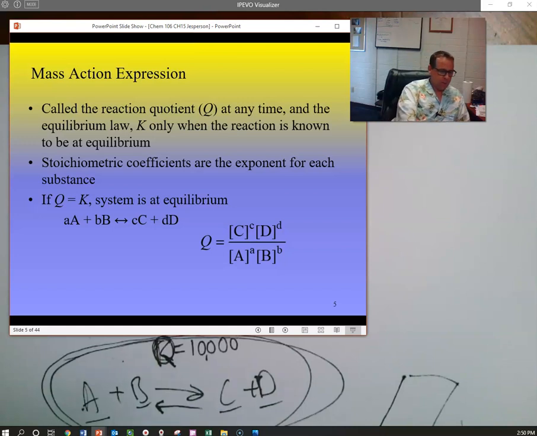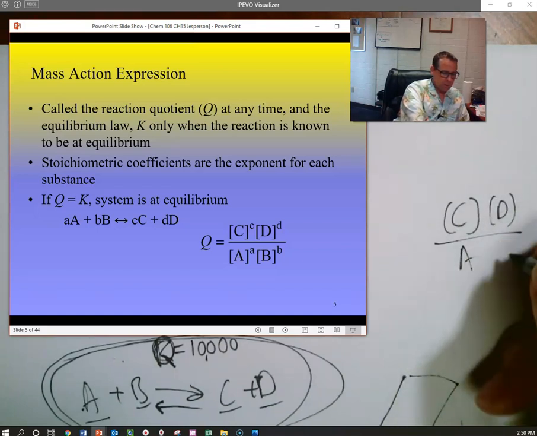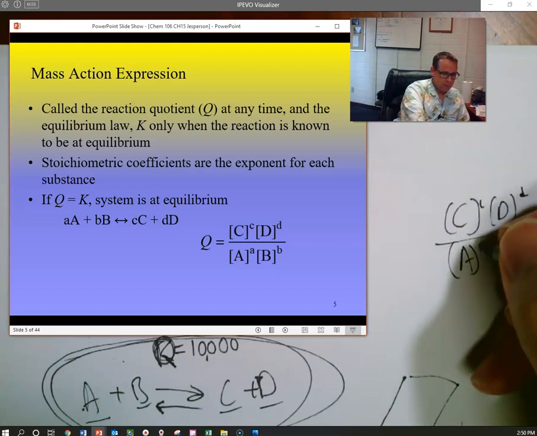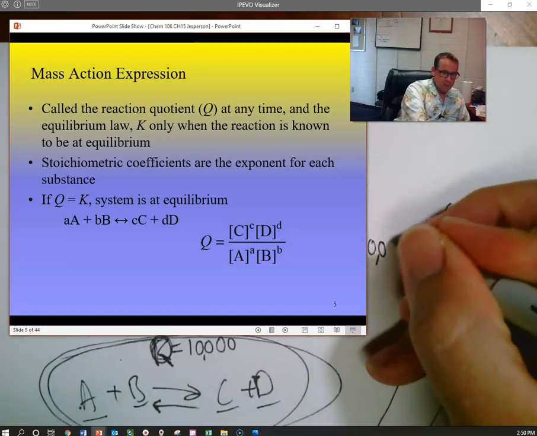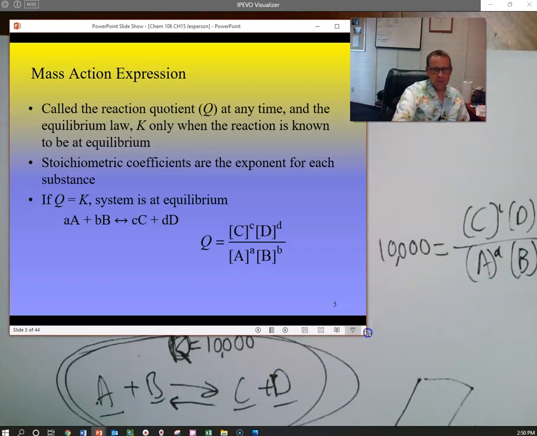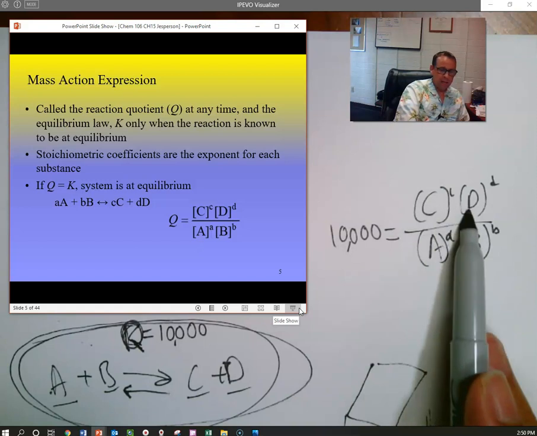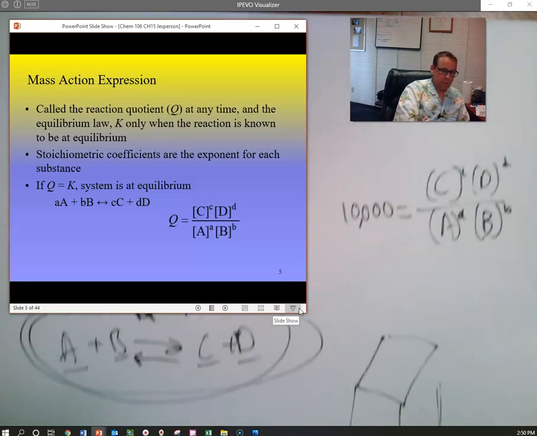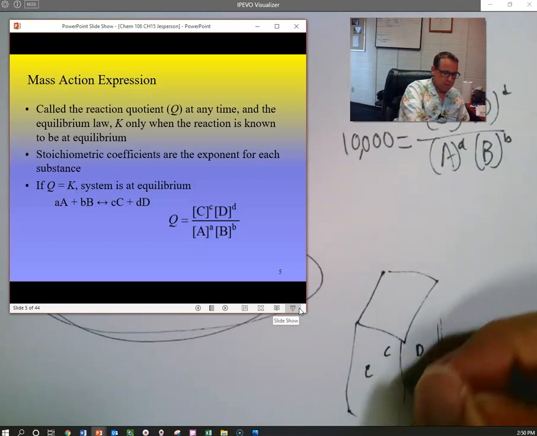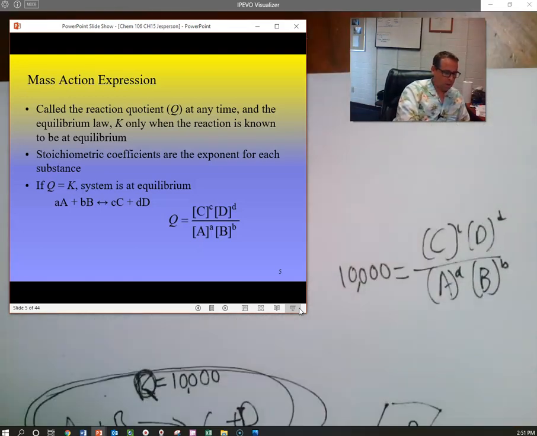Well, right away, because I know the quotient is the concentration of the products over the concentration of the reactants raised to their exponents, to their coefficients. And if this value is large, like 10,000, then because this is a quotient, with products up here and reactants down here, it tells me that at equilibrium, there's a lot more product than there is reactant. So once this reaches equilibrium, inside the box, you're going to have mostly C's and D's, right? Mostly C's and D's, because again, the quotient here, 10,000, tells me that most of it is product.